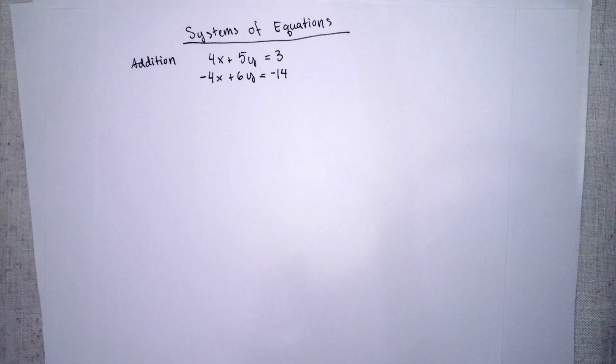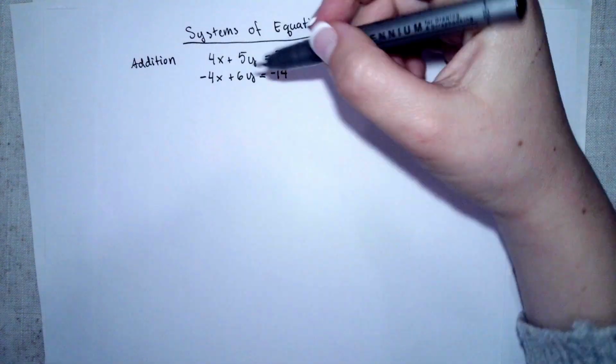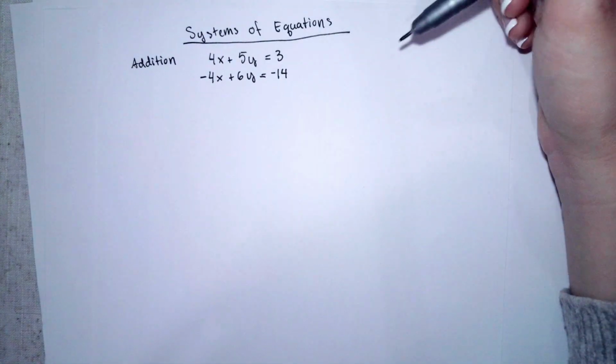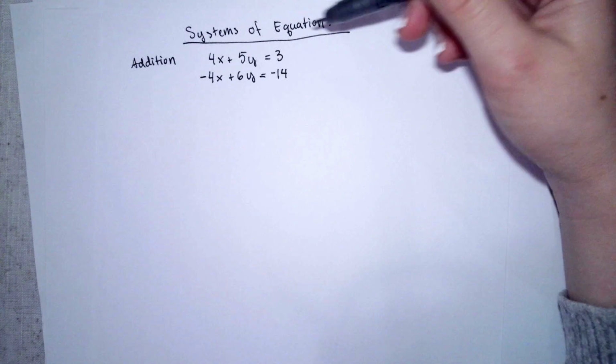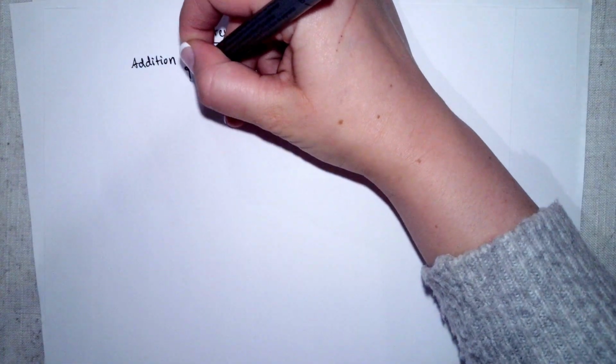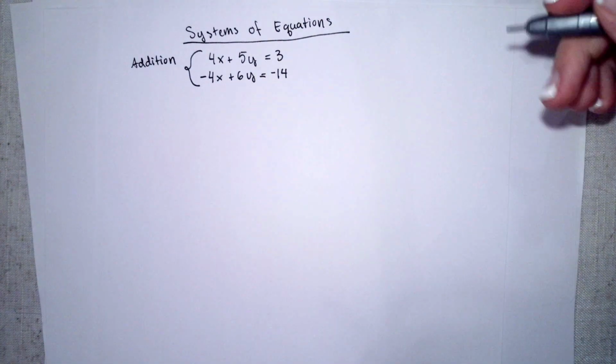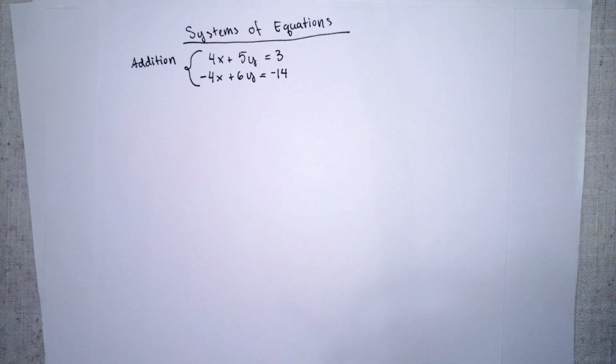So I have my addition problem all set up here. We have a system of equations of 4x plus 5y equals 3 and negative 4x plus 6y equals negative 14. Usually when you have this sort of problem, they're just going to put this little squiggly right here, and that's going to mean that that is your system that you're going to use.